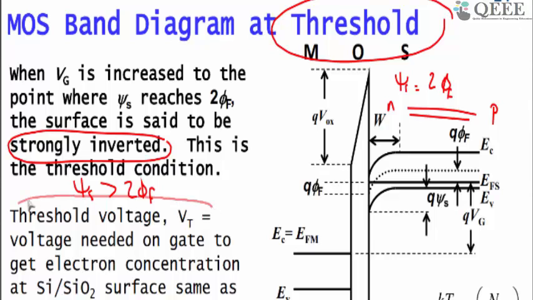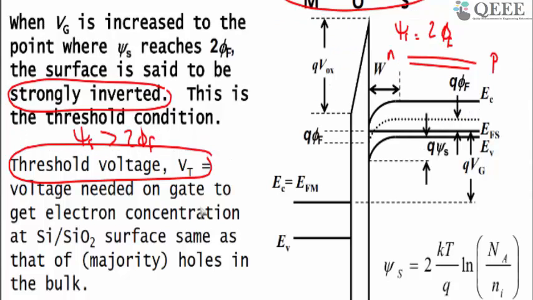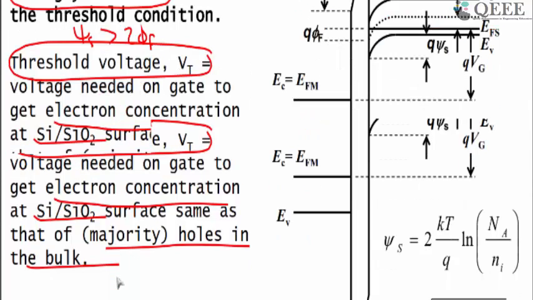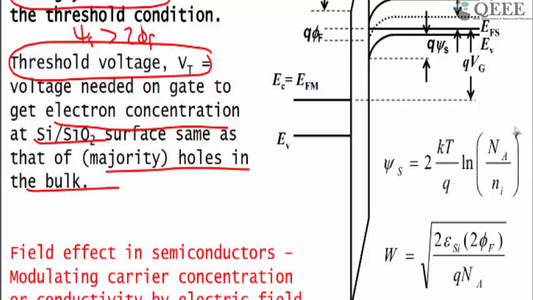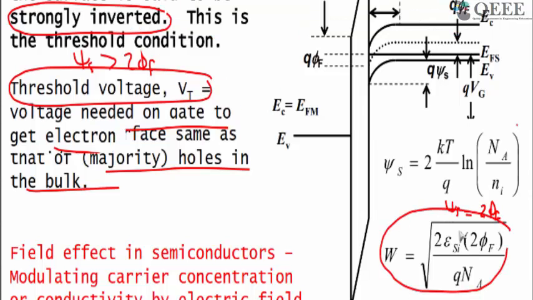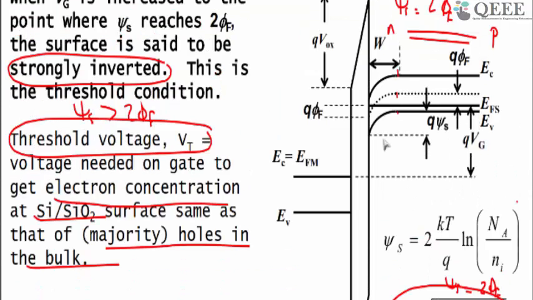So this voltage is not the threshold voltage. The threshold voltage is that voltage where you have an electron concentration at the surface which is the same as the majority carrier concentration at the bulk. You have completely inverted the surface, so the electron concentration is the same as the hole concentration in the bulk. If you want, you can extend the depletion approximation. You put psi s equal to 2 phi f, and then you can see what the depletion width is in that case. This is the depletion width here.